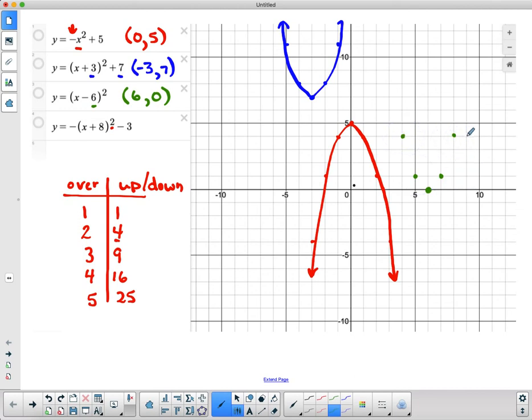Over 3, up 9. 4, 5, 6, 7, 8, 9. And that's enough there to draw our nice smooth parabola curve.